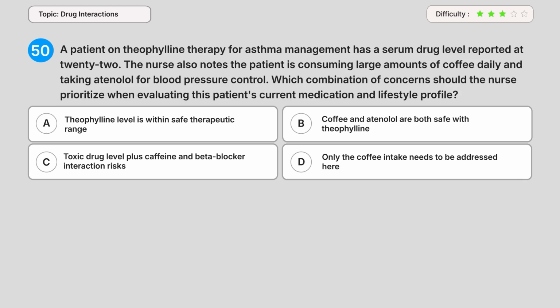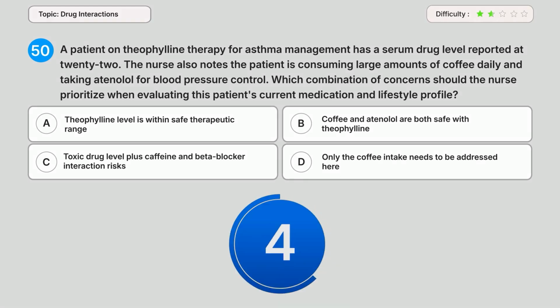A. Theophylline level is within safe therapeutic range. B. Coffee and atenolol are both safe with theophylline. C. Toxic drug level plus caffeine and beta blocker interaction risks. D. Only the coffee intake needs to be addressed here. Do you know the answer?